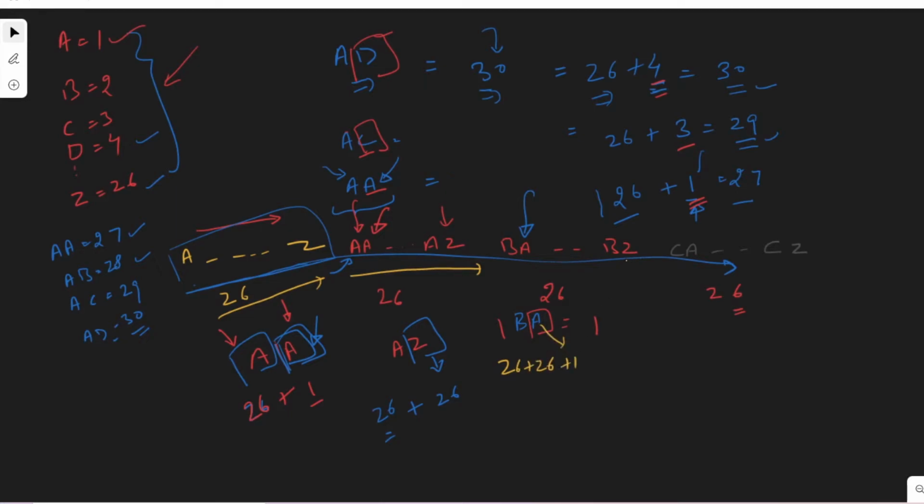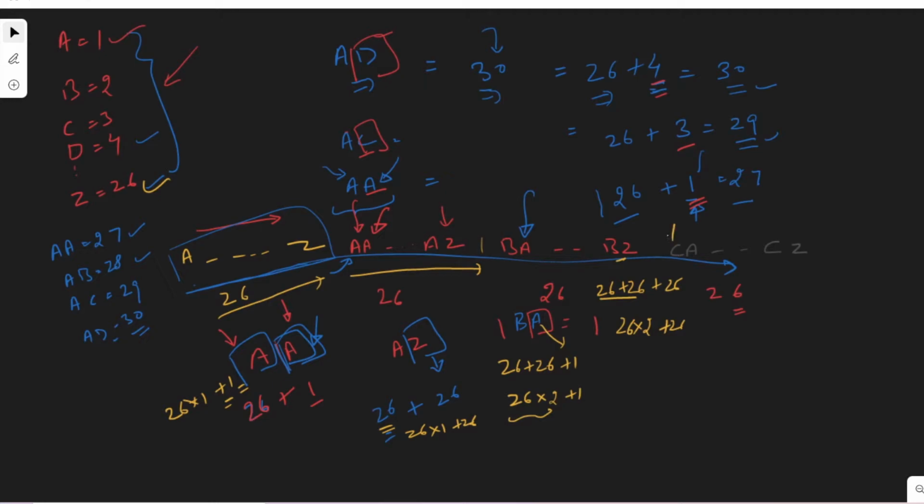Okay. For BZ, given that we have already passed two series, it will be 26 plus 26, and Z contribution will be 26. So it's nothing but 26 times 2 plus 26. It will be 26 times 2 plus 1 for BA. If you see here, it will be 26 times 1 plus 26, and this will be 26 times 1 plus 1. So if you see here, there is a certain pattern. For B, 26 is multiplied 2 times.